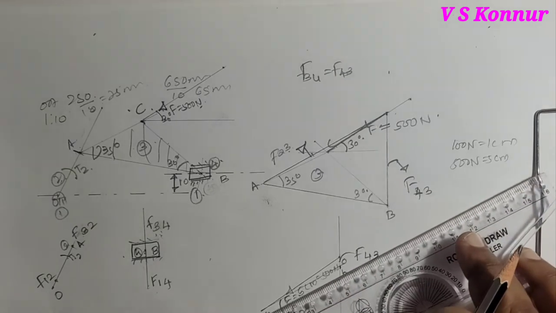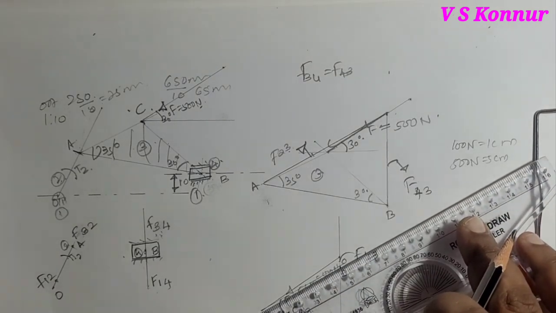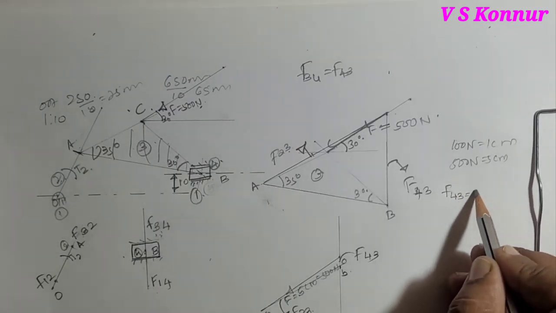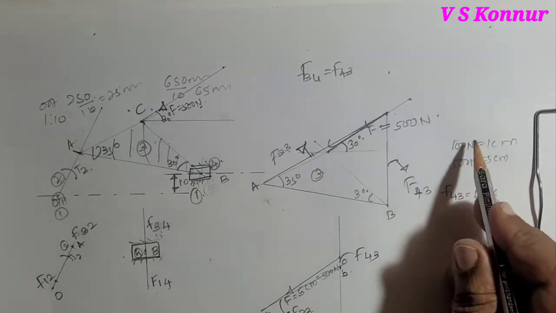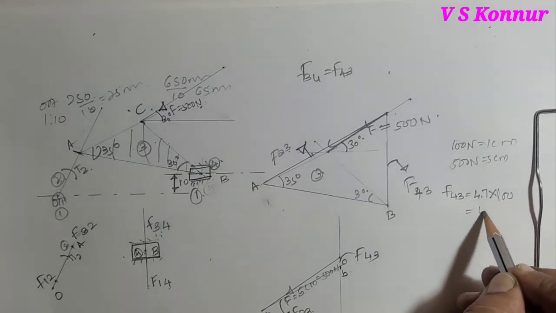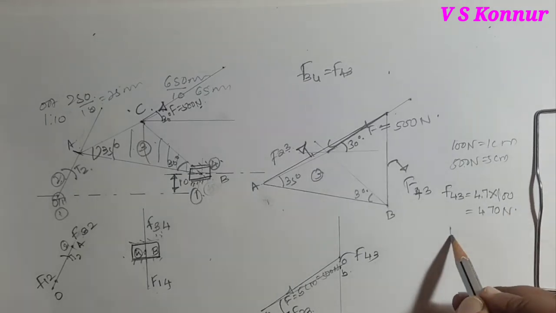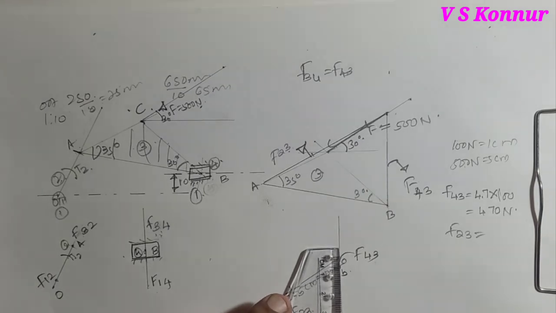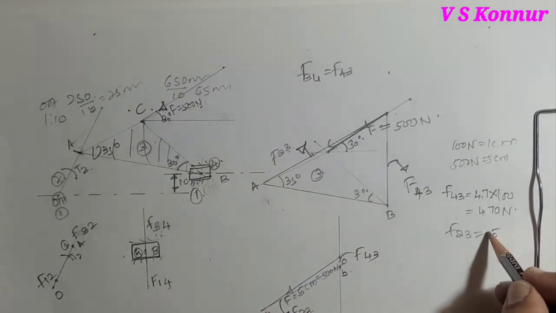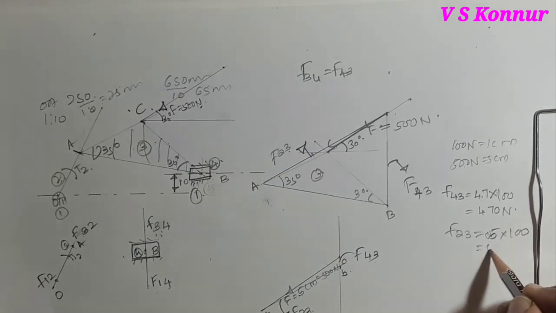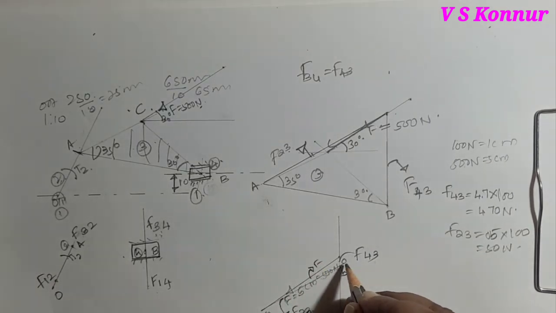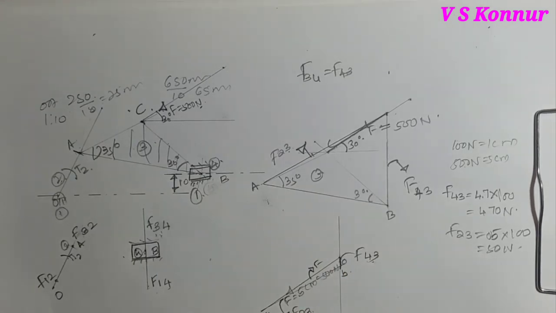You get 4.7. You can exactly see here 4.7 you will get. So F43 is 4.7 multiplied by scale 100 Newton. So that is equal to 470 Newton. So F23 will get around 0.5 multiplied by 100. So we'll get 50 Newton. This is F23, and this force is F43. Now I have calculated F43.